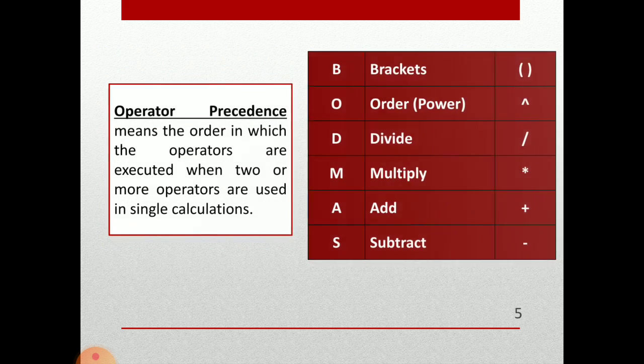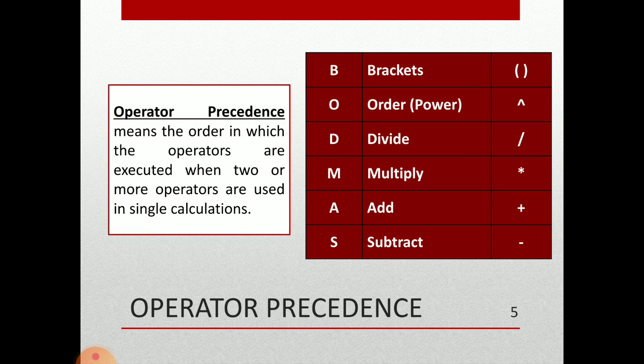Our next topic is operator precedence. Operator precedence means the order in which the operators are executed when two or more operators are used in a single calculation. So here it also follows the mathematical rule, the BODMAS rule. B stands for brackets. So first of all it will solve brackets, then order, then divide, multiply, add and subtract.